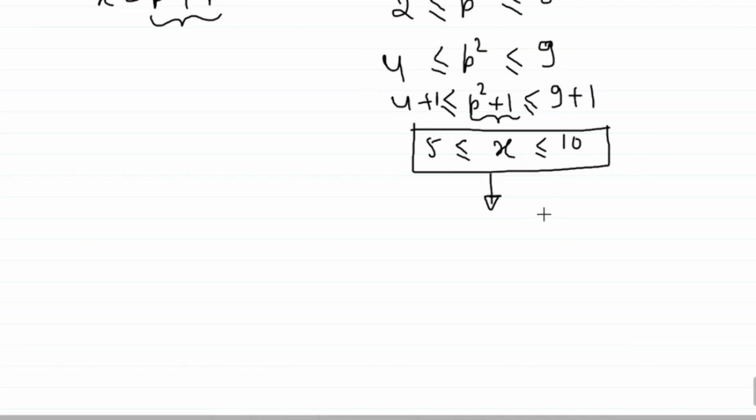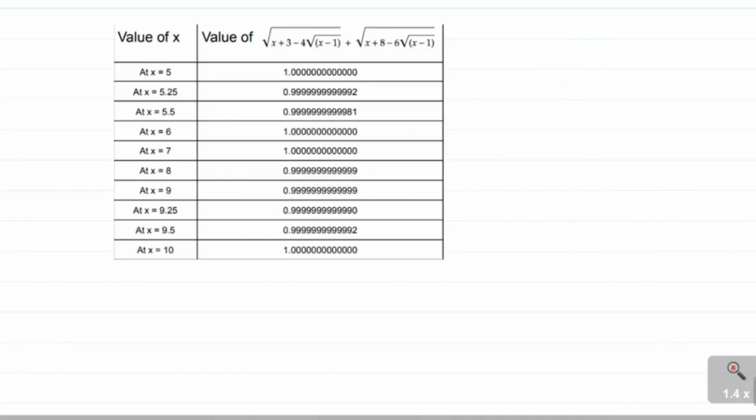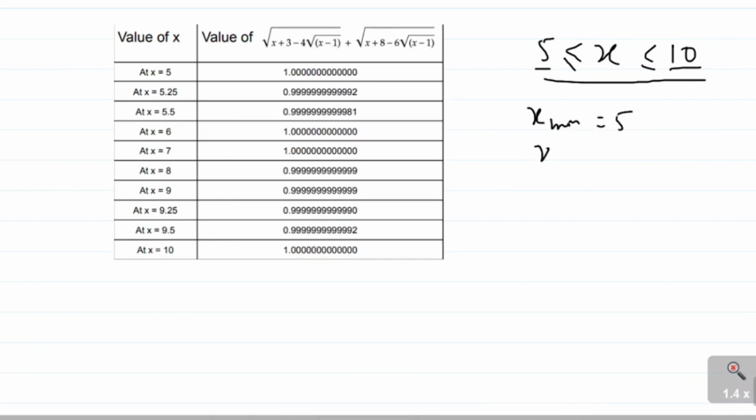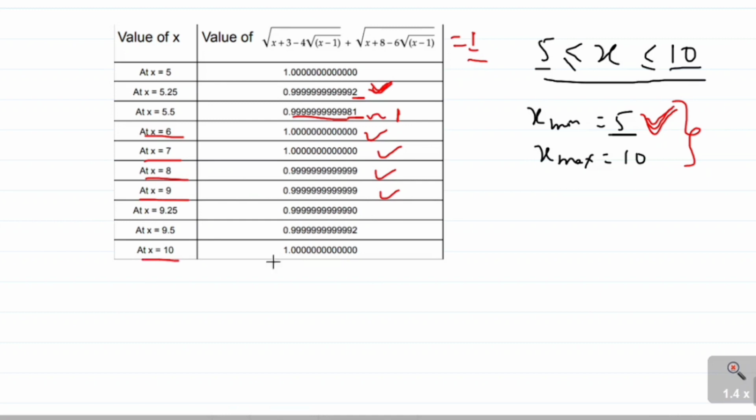Let's discuss this solution. We had x between 5 and 10. Minimum means x minimum equals 5 and x maximum equals 10. How many solutions are there? So we say that there are infinitely many solutions for this. Now at 6 we get exactly 1, at 7 we get exactly 1, at 8 we get exactly 1, at 9 we get exactly 1, and at 10 we get exactly 1.